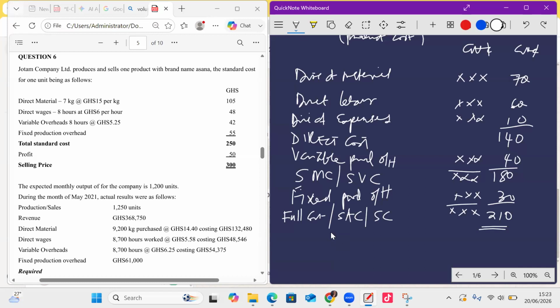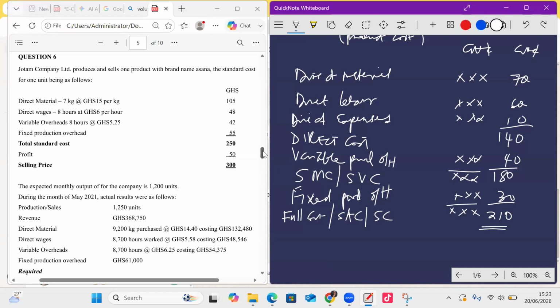Now, the standard cost is a cost which is determined by the organization. Let me say basically that. The standard cost is a cost which is determined by the organization. So what we are saying is that if there is a standard cost, this is determined by the organization. We have to go and search for the actual cost as well. So the actual cost is the cost which is on the market.